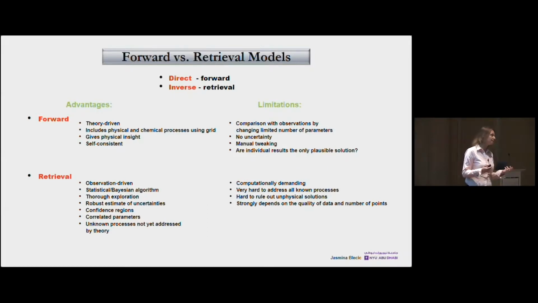However, using the statistical algorithm allows us to perform a thorough exploration of the parameter space and to put robust estimates on our uncertainties. It gives us a confidence region instead of the best-fit model that we have in forward modeling, and it can rule out the solutions that are not plausible given the data. It also gives us some correlation parameters, and sometimes the data can lead us to unknown processes not yet addressed by theory.